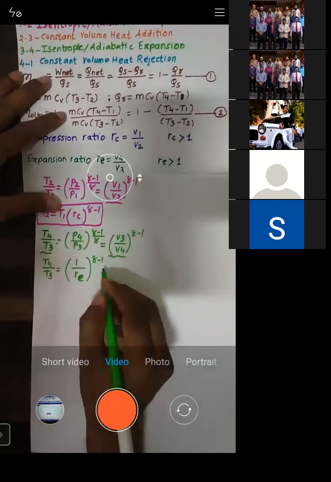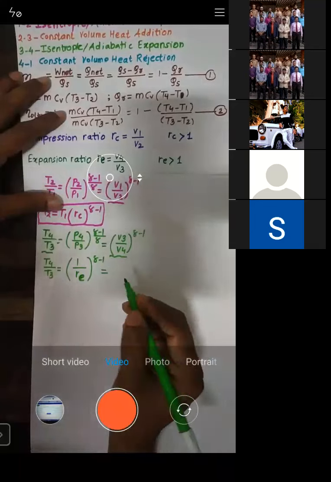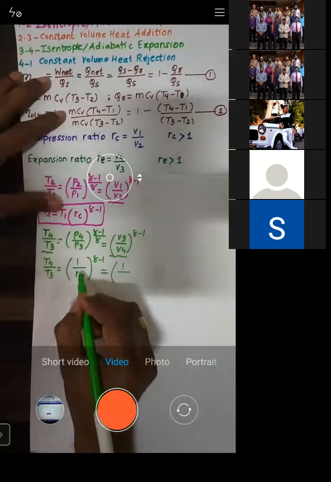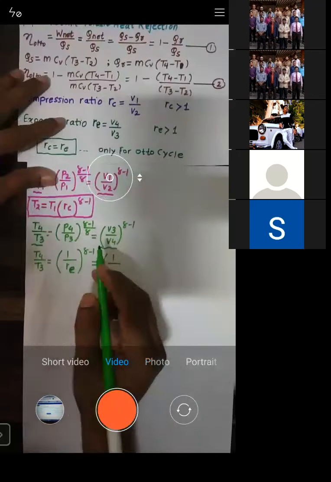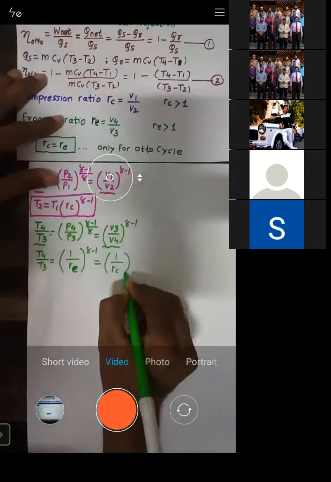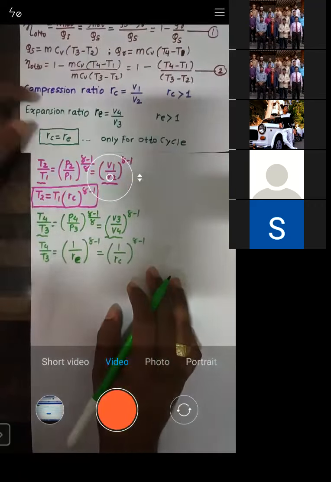So it is equal to, I will write one more step, 1 by RE raised to power gamma minus 1. Now what is RE? Just now we have seen RE is nothing but RC. Expansion ratio is equal to compression ratio. So it is RC raised to power gamma minus 1.